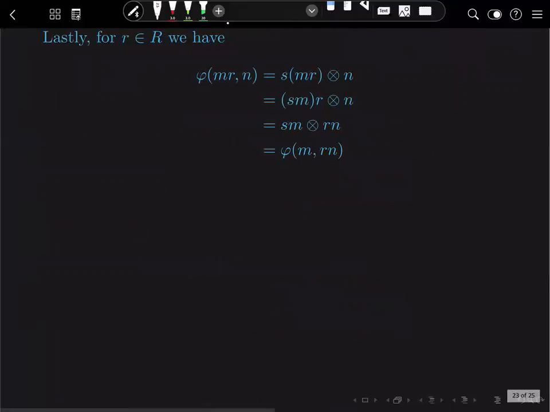And lastly, this is the important part. This is where the S-R bimodule structure comes in. If we have (mr, n), phi of (mr, n) becomes smr tensored with n, right? And we use our bimodule structure here to reorder the terms. Then we can pull r through to the other side because we're in the tensor product, and then we get phi of (m, rn).